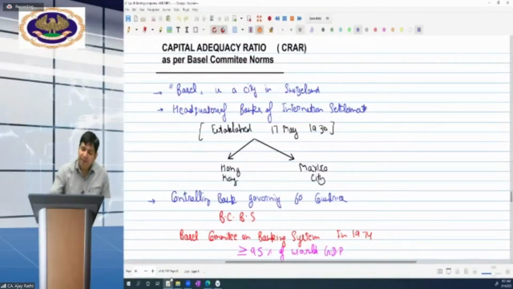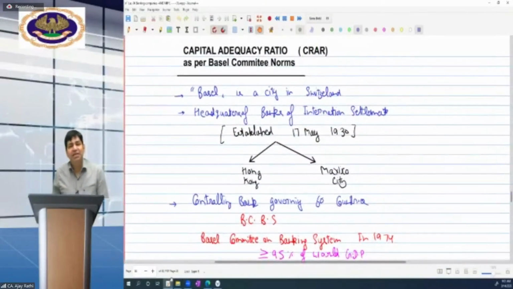See, beta, Basel is a city in Switzerland. Listen to this story. You know, there are always updations in existing software. Yes, sir. In the same way, in this ratio also, there were updations. But the ratio was made in the earliest days. So we have to know the situation right from the beginning. Okay, beta? See, beta, Basel is a city of Switzerland where the headquarters of the Bank for International Settlements was made. Okay, beta? And that was established on 17 May 1930.